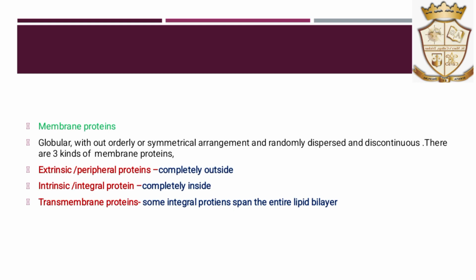Next is membrane proteins. Globular, without orderly or symmetrical arrangement, randomly dispersed and discontinuous. There are three kinds of membrane proteins. Extrinsic or peripheral proteins are completely outside. Intrinsic or integral proteins are completely inside. Transmembrane proteins are some integral proteins that span the entire lipid bilayer. They are considered as transmembrane proteins. It is also called an alpha helix protein.